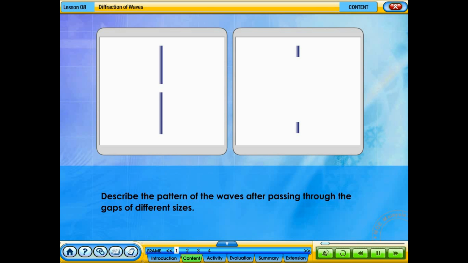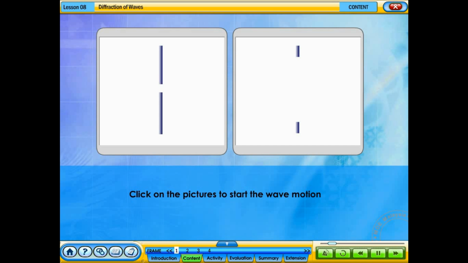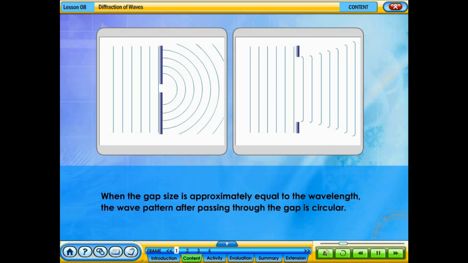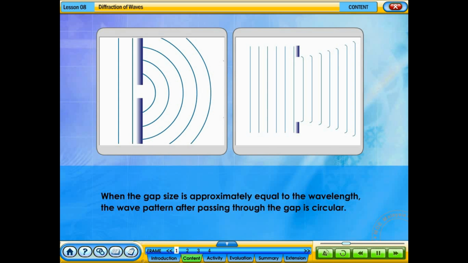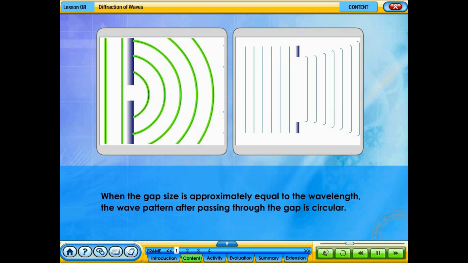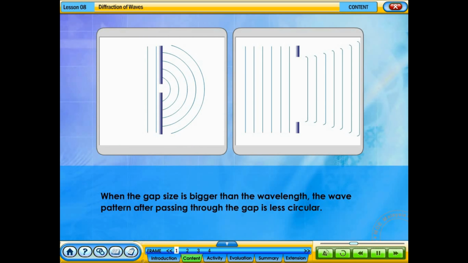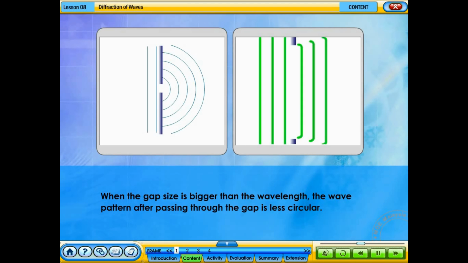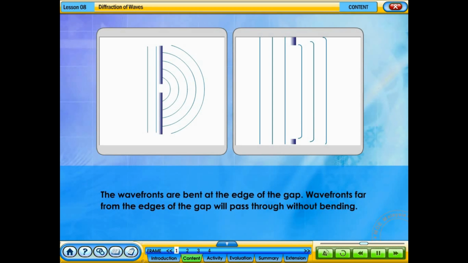Describe the pattern of the waves after passing through the gaps of different sizes. Click on the pictures to start the wave motion. When the gap size is approximately equal to the wavelength, the wave pattern after passing through the gap is circular. When the gap size is bigger than the wavelength, the wave pattern is less circular. The wave fronts are bent at the edge of the gap. Wave fronts far from the edges of the gap will pass through without bending.